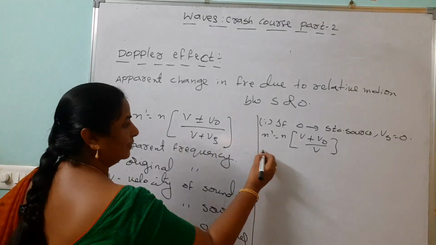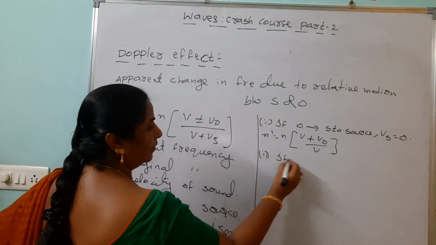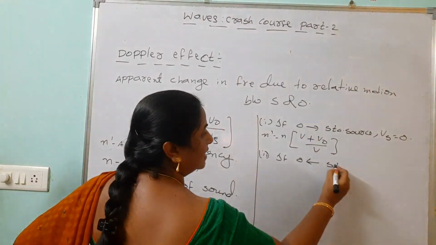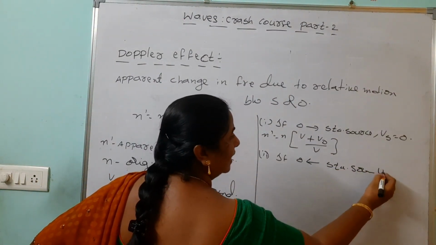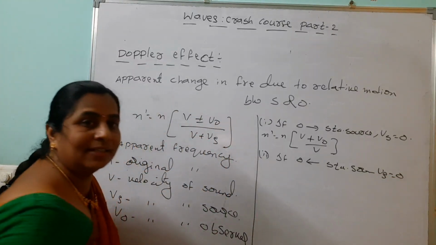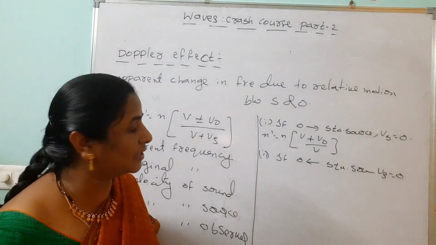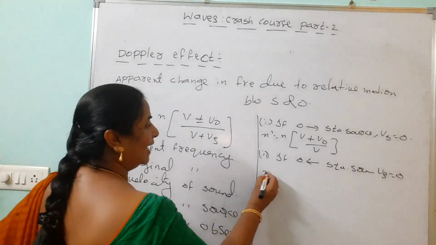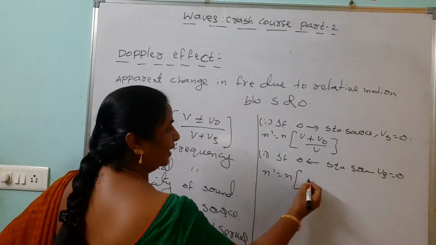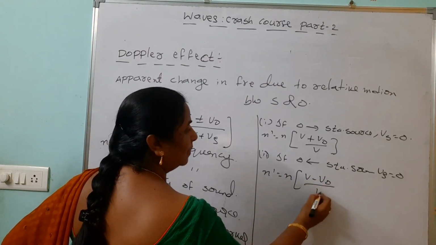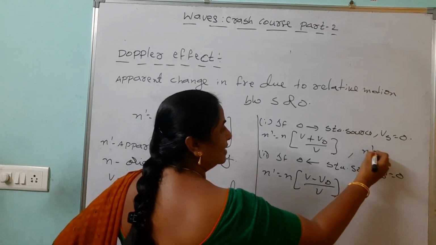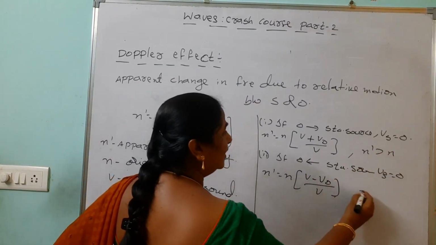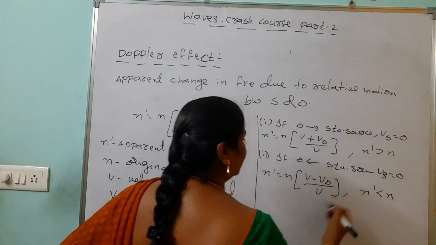Second case, look here. If the observer is moving away from the stationary source, here also Vs equals 0. When the observer is moving away from the stationary source, sound is decreasing. So here N dash equals N into what we are getting? V minus V naught by V. Here apparent frequency is greater than original frequency in the first case. Here apparent frequency is less than original frequency.